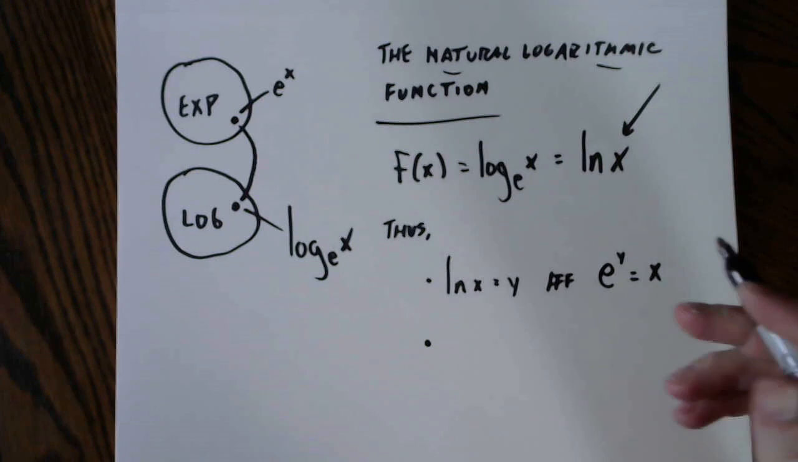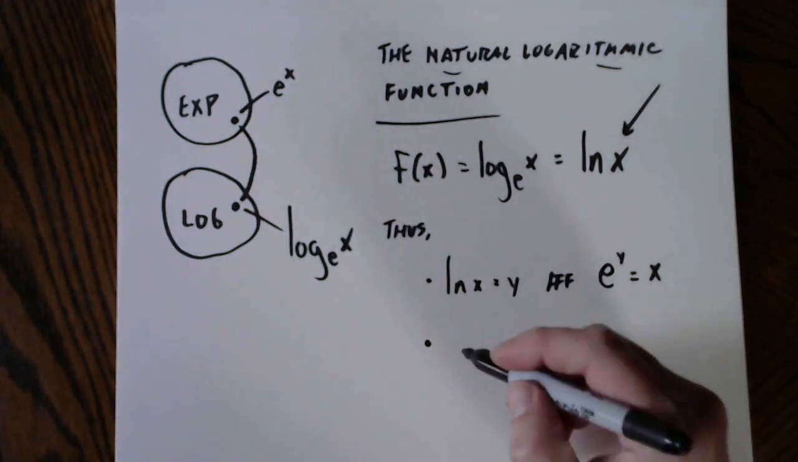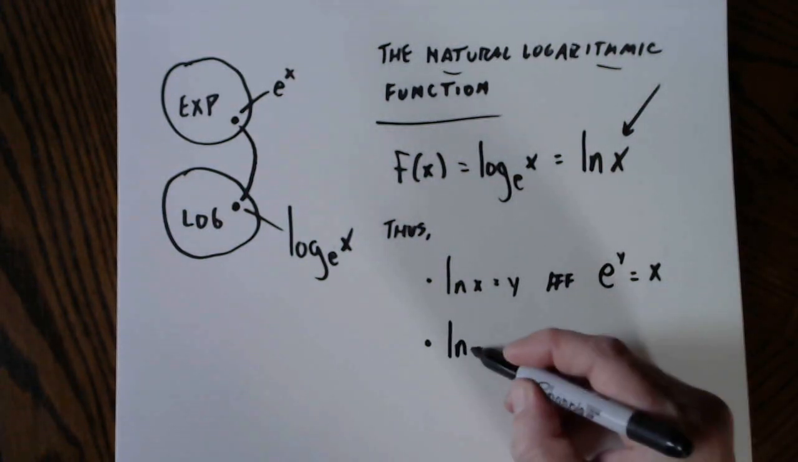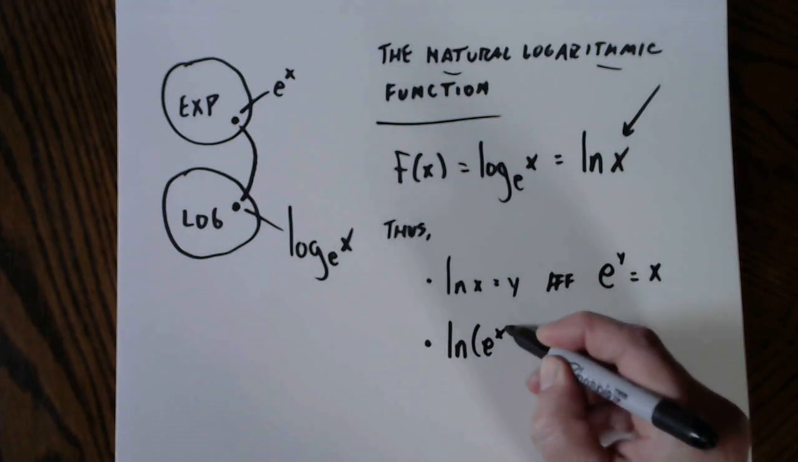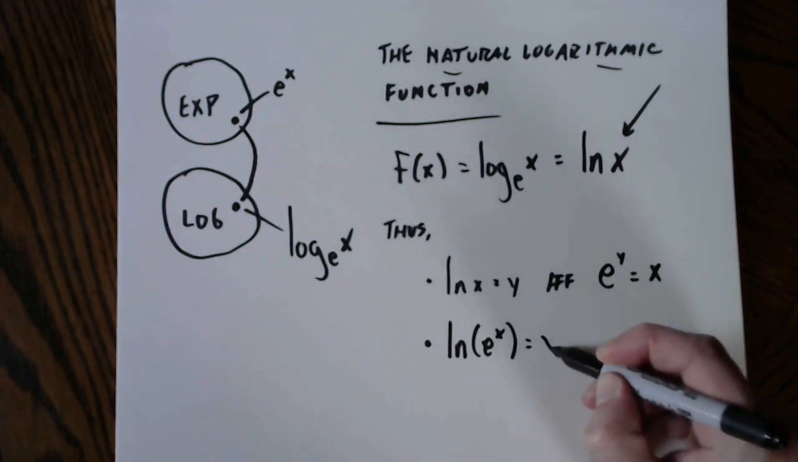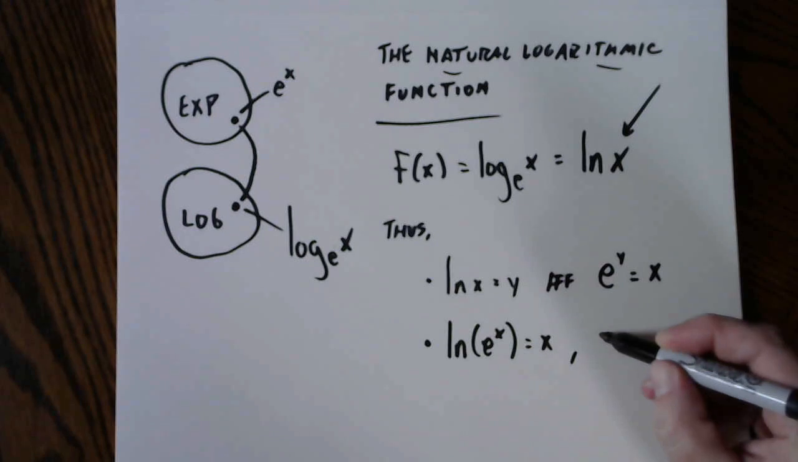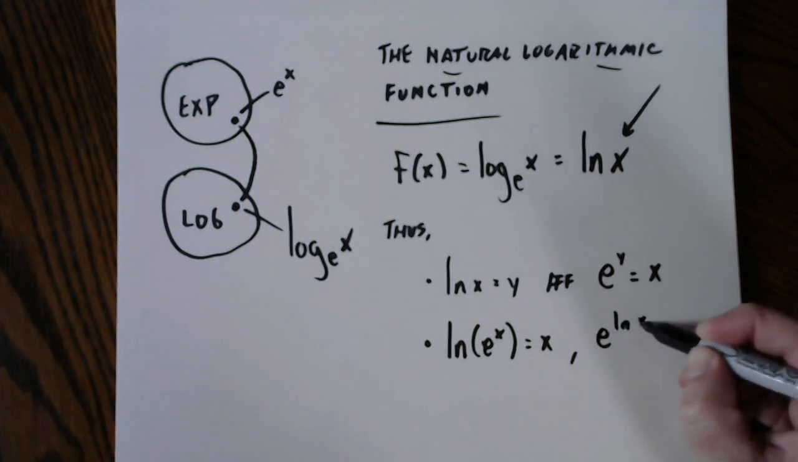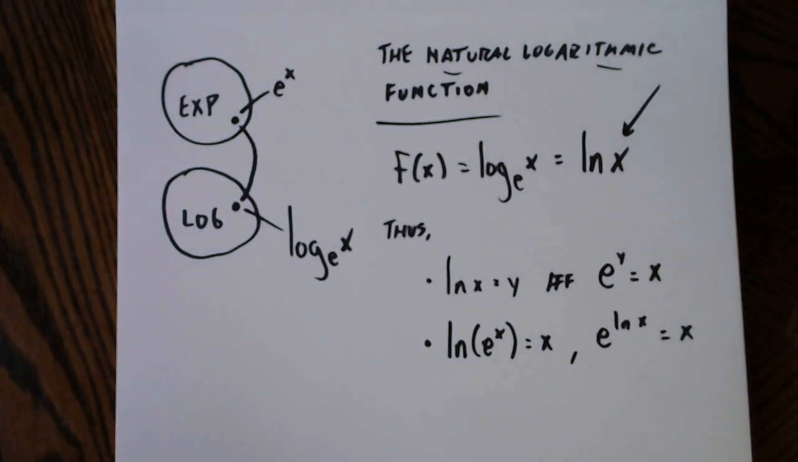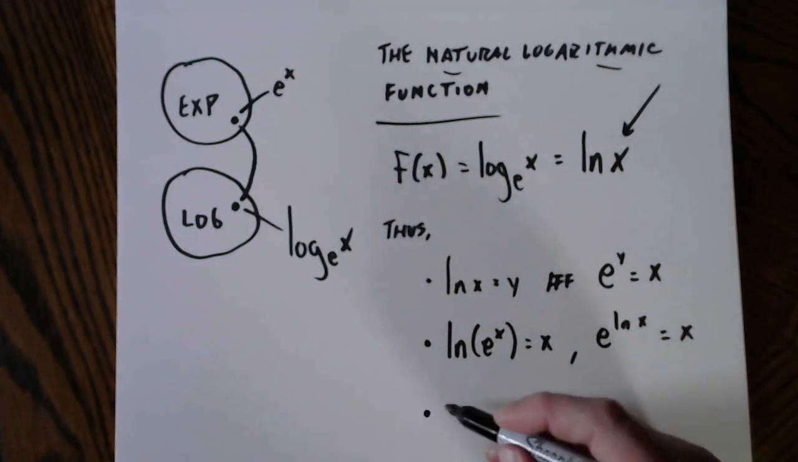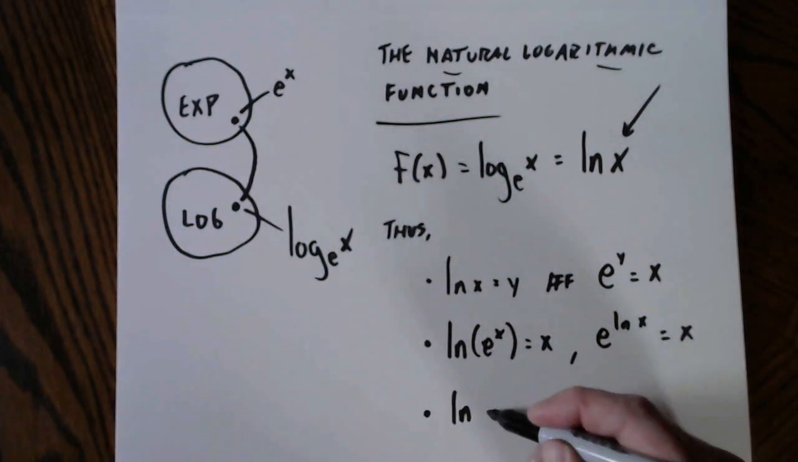And going back to the definition of inverses, if I take the ln of e to the x, I get cancellation. If I have e to the ln of x, I get cancellation. Commit these to memory.